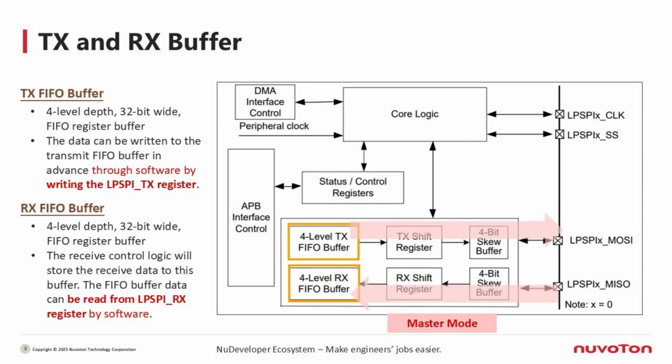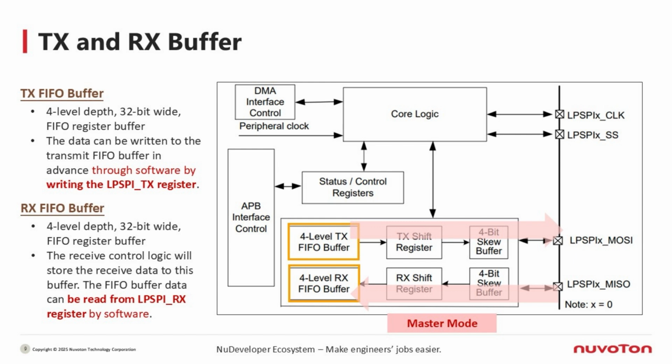Next, let's talk about how the TX and RX buffers work in the Low Power SPI. For the TX FIFO, writing data is straightforward. You just write your data into the TX register. The data first goes into the TX FIFO. Then the hardware shifts it out through the TX shift register, and finally, it's sent out through the MOSI pin. For example, you can preload 4 data entries into the FIFO, allowing continuous transmission without pauses or gaps.